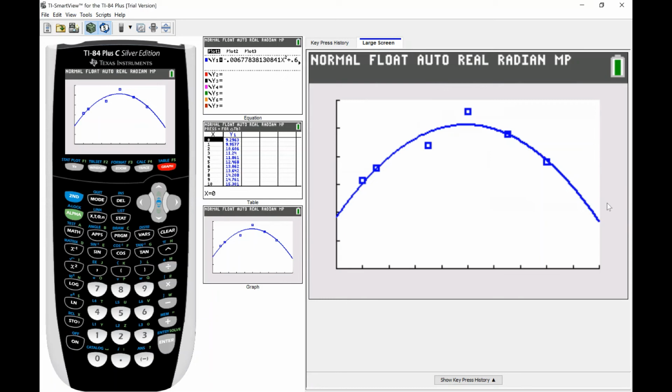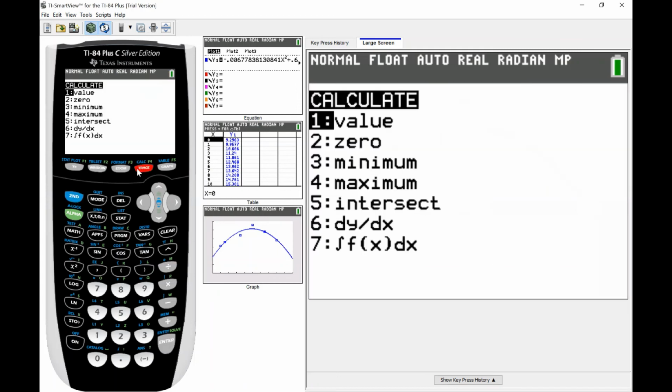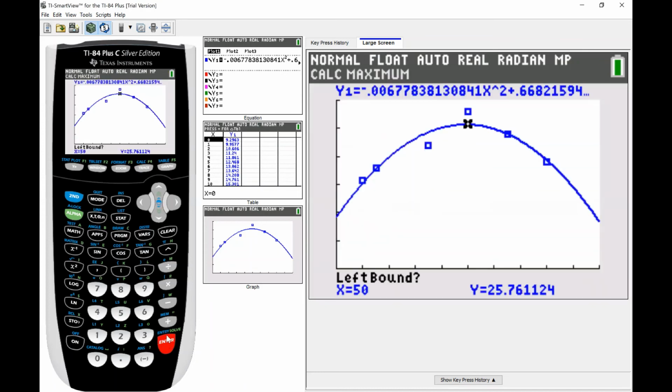Well, our miles per gallon, those are our y values. It's the greatest at my vertex. So let's find that vertex. Let's find that maximum value. We're in our graph, so we're staying in these buttons up here near the screen. So second, trace, and I'm going to calculate the maximum. So I'm going to scroll down to maximum, press enter.